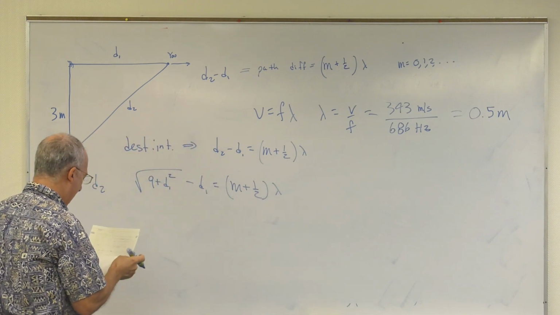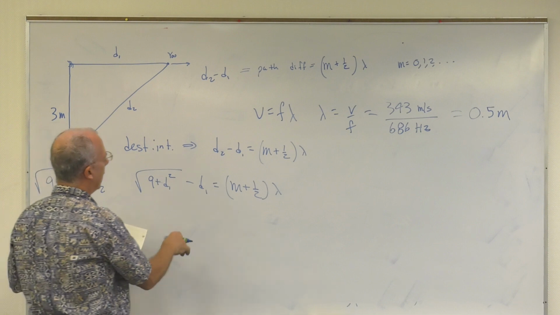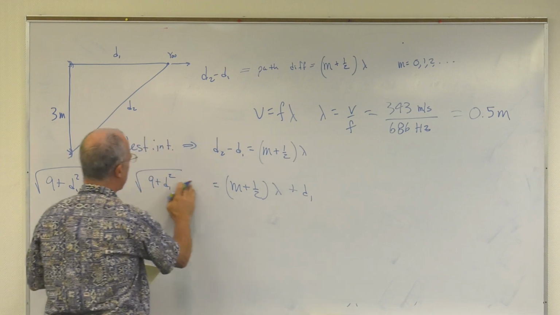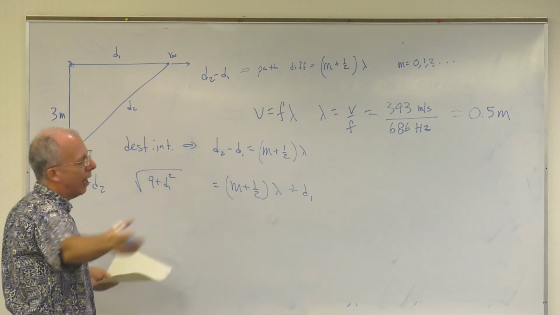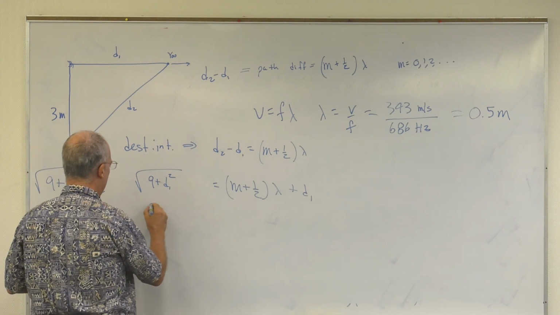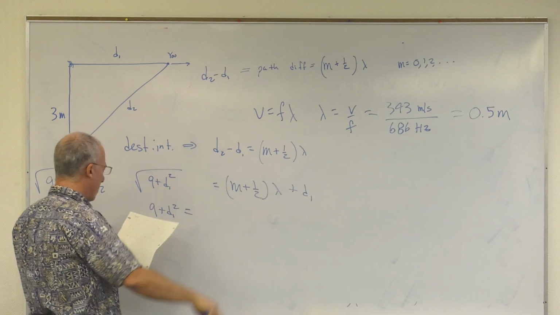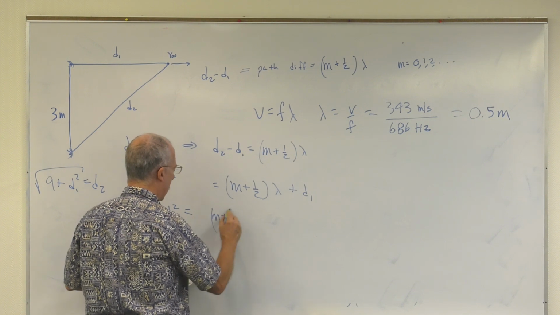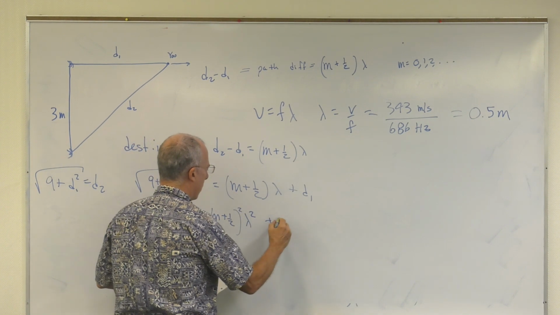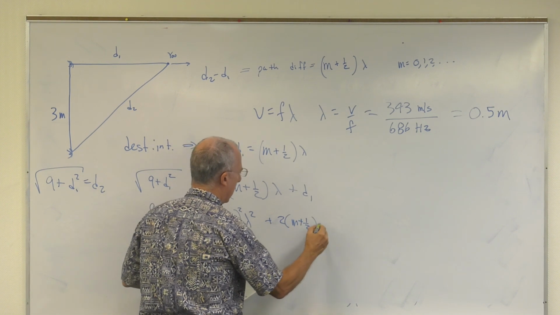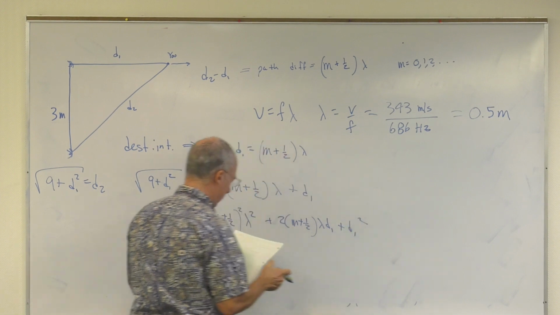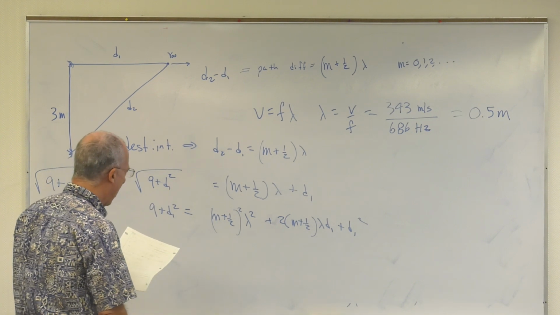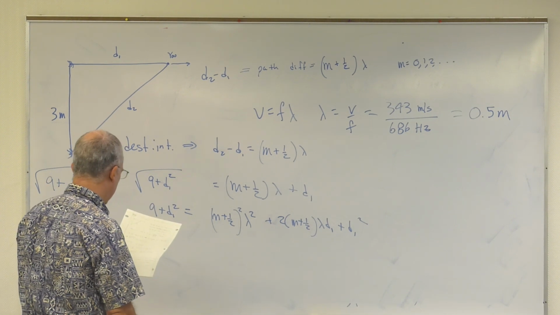Now look at that, that's sort of awful. Let's make it a little bit nicer by putting D1 over here, so add a D1. It's still a mess, but now you have to square both sides. Yuck! Square both sides. 9 plus D1 squared equals (m plus 1/2) squared lambda squared plus 2(m plus 1/2) lambda D1 plus D1 squared. Oh, that looks ugly. But wait a second, hey, that's not so bad.